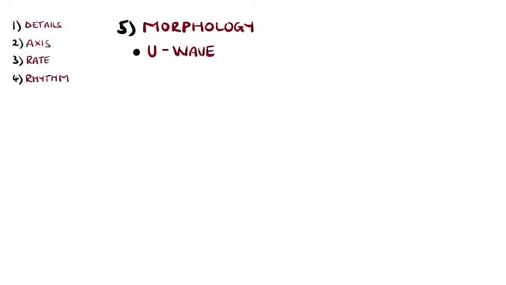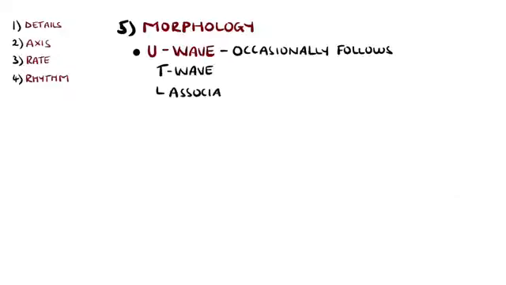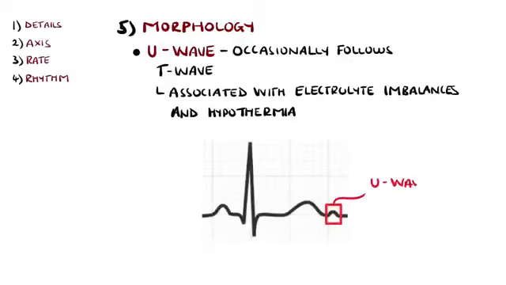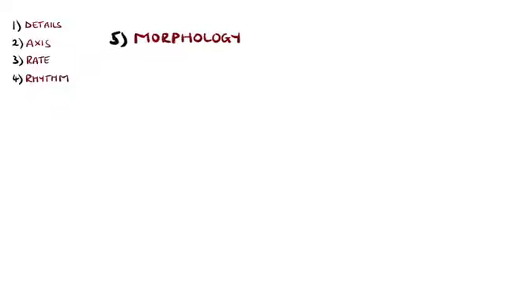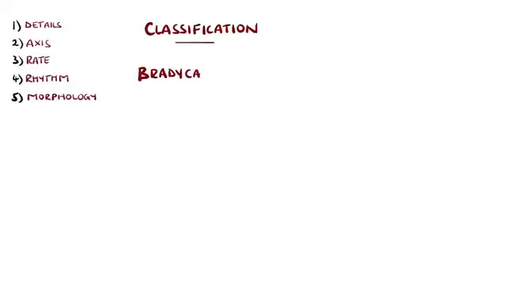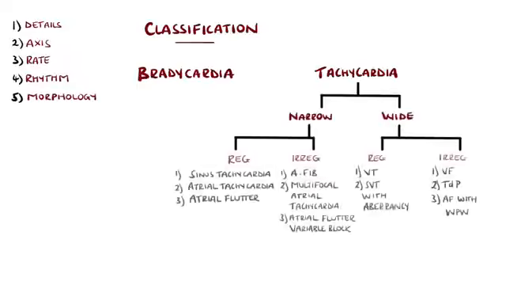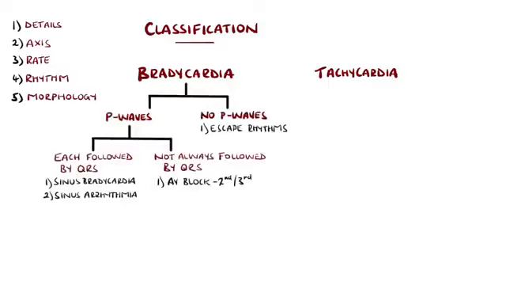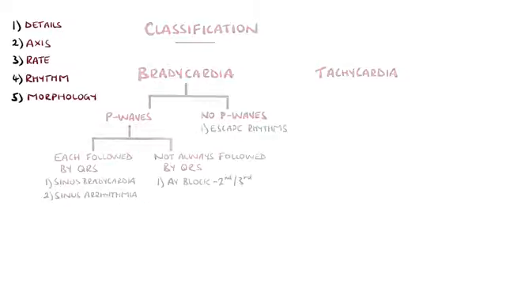U waves are other waves that occasionally appear after the T waves, most commonly as a result of electrolyte imbalances or hypothermia. Using all of this information, you can categorize the ECG. Tachycardia is generally divided into broad or narrow complex, and then further into regular or irregular. Bradycardia can be divided based on the presence or absence of P waves, then further into if every P wave is followed by a QRS complex or not. This is not an exhaustive list, but covers some general arrhythmias.